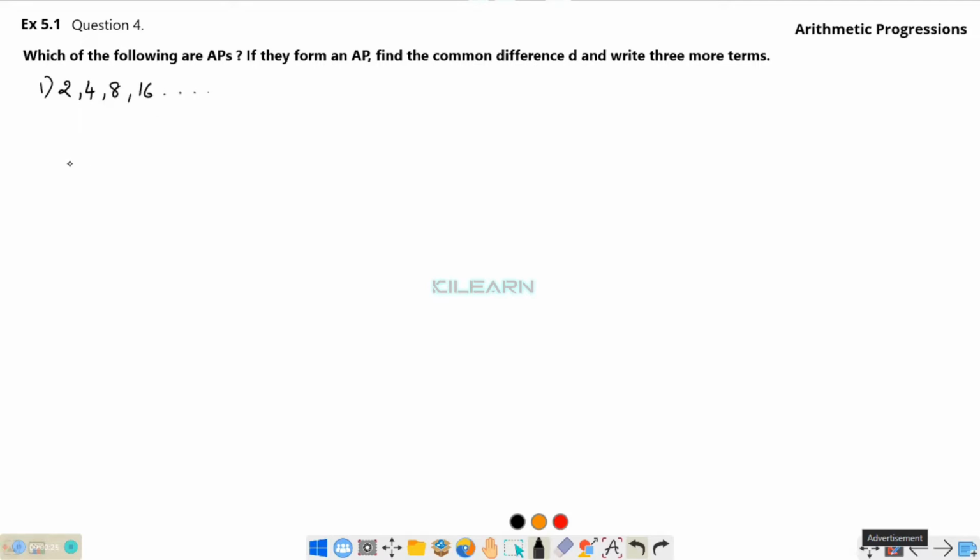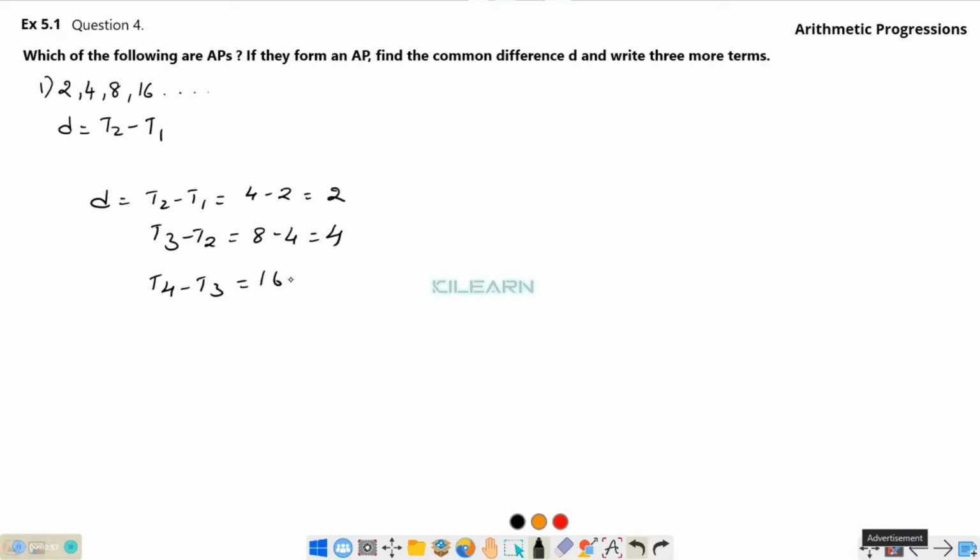To find the common difference, we have a formula, that is D is equal to T2 minus T1. So this is T1, T2, T3, T4. We'll find for the first T2 minus T1, that is 4 minus 2 is equal to 2. Then T3 minus T2, 8 minus 4 is equal to 4. T4 minus T3, 16 minus 8 is equal to 8.